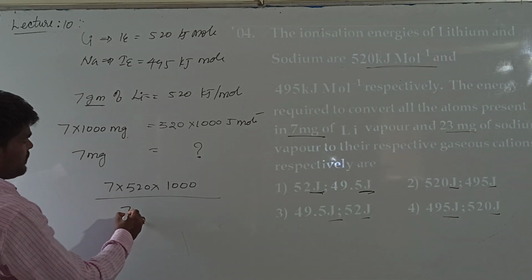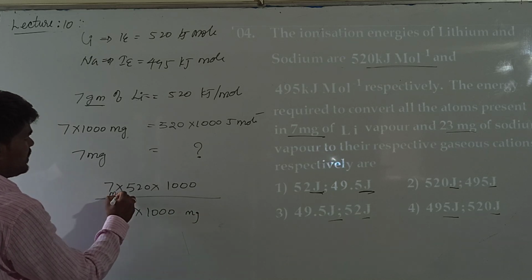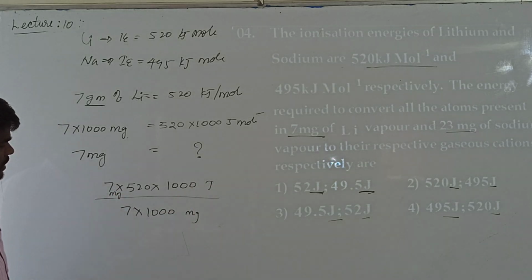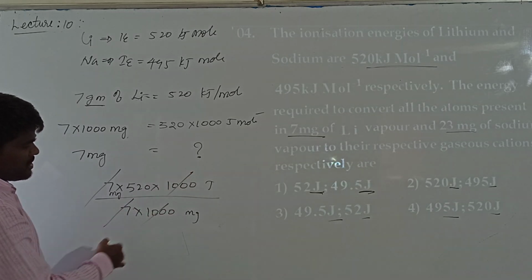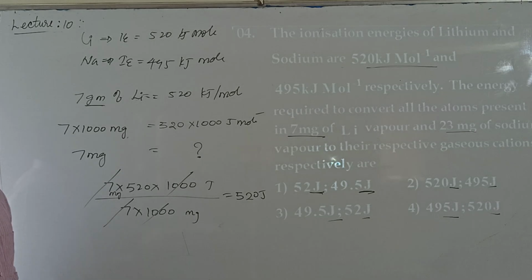Right? 7 into 1000 milligrams. This will be 7 milligrams. This will be joules. So what gets cancelled? 7, 7, 1000. What remains here is 520 joules. How much is required? 520 joules is required for lithium.